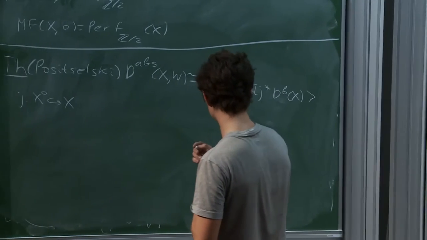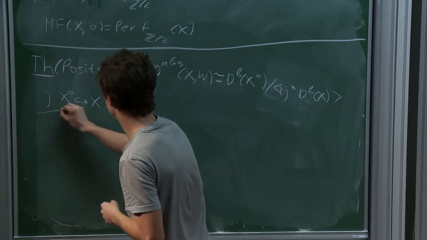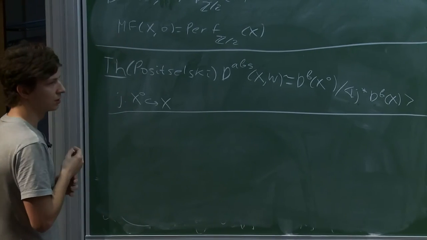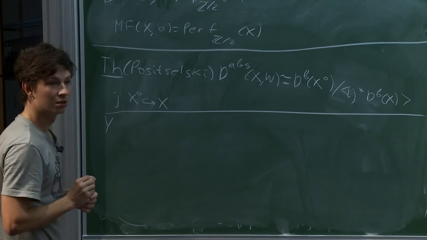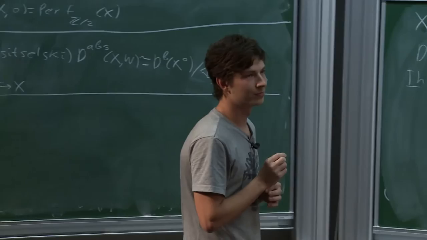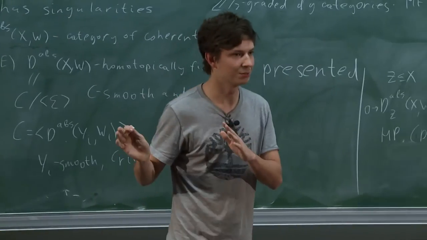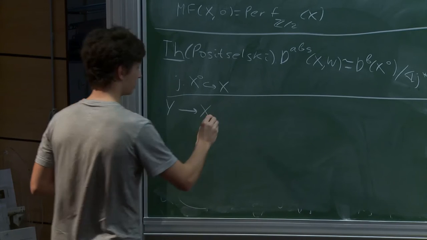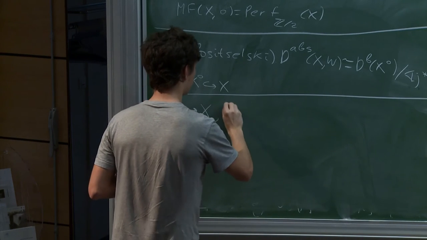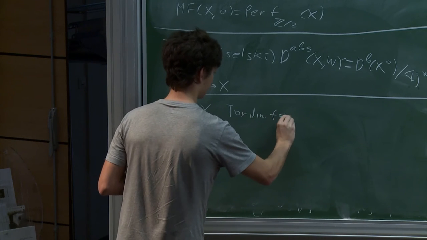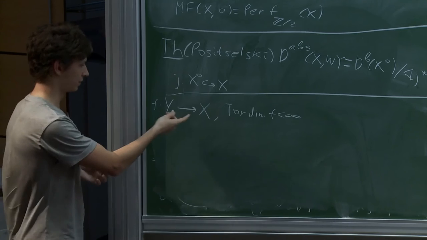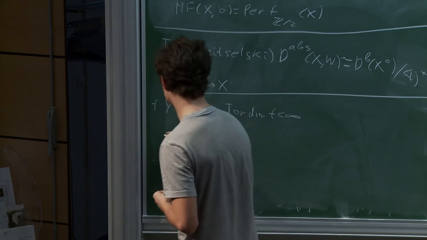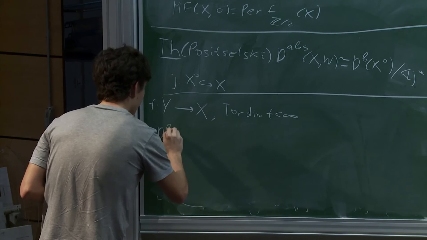And I'd like to generalize this picture. Sorry, in which sense is this a relative version? I'll explain in a minute. So suppose that instead of X0, we have some morphism f from Y to X, such that the Tor dimension of f is finite. In particular, the derived inverse image is well defined. Then let's define the category. I'll denote it D^b of Y over X.